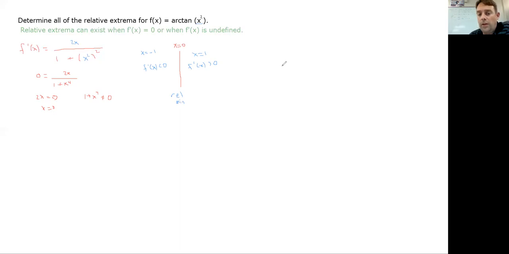Which means, in order for me to deal with my relative min, I better figure out what the y value is for that. So f of 0 equals arctangent of 0 squared. So f of 0 equals arctangent of 0. Now I've got to evaluate arctangent of 0. Do that real quickly. And again, we have a no-fly zone here. So we're not coming over here to this area.